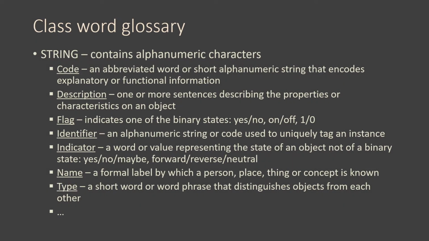Let's cover a few of the class words in our glossary. For the string data type, we have code, description, flag, identifier, indicator, name, and type.